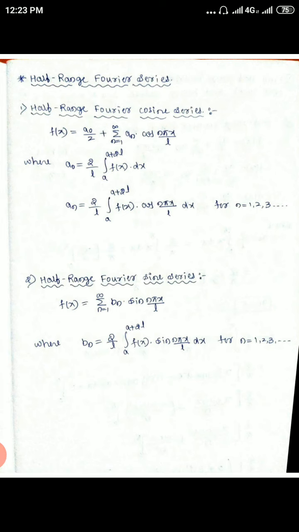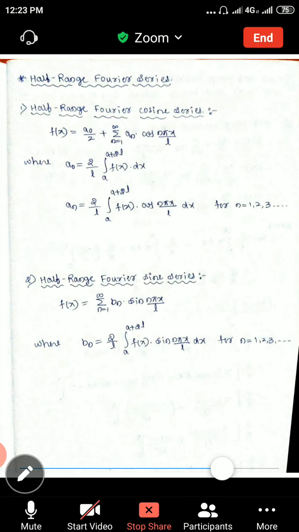In the previous class, we studied just Fourier series. Here we will study half range Fourier series. In the half range, it is split again into two ranges. One is half range Fourier cosine series. So, just look out here.